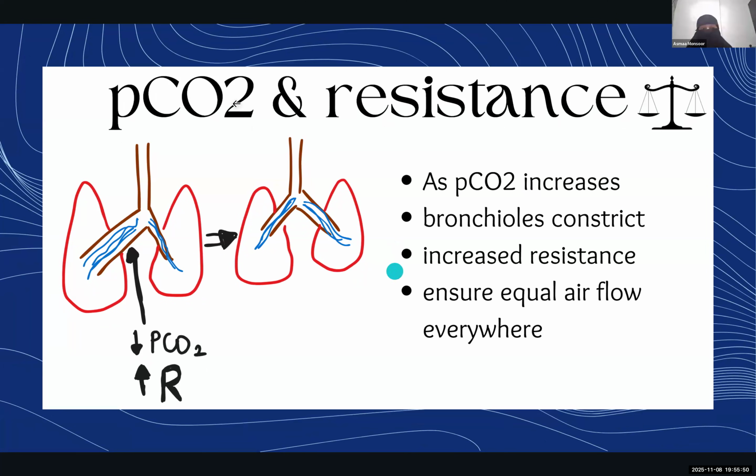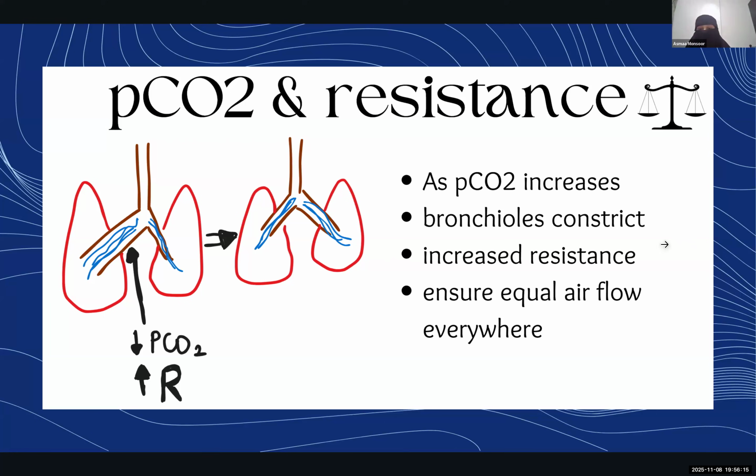So what happens to the question over here? What happens to the resistance when the partial pressure of carbon dioxide decreases? Come on, guys, tell me in the chat box. What happens when the partial pressure of carbon dioxide decreases in the air? The resistance will increase. Why will the resistance increase?